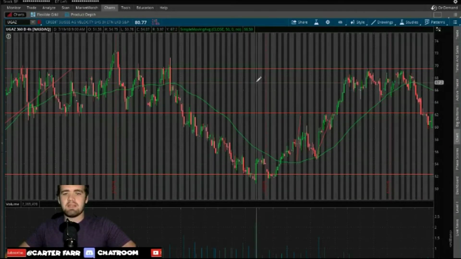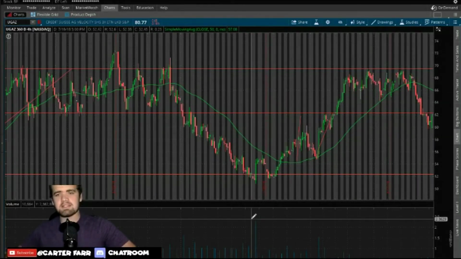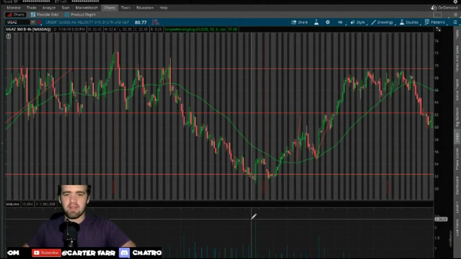Also, when the stock is above the SMA line, that just means that the buyers are more in control of the stock. So you always want to trade with the trend, because if you trade against it, you will almost 100% lose money, and you're going to blow up your account like that.